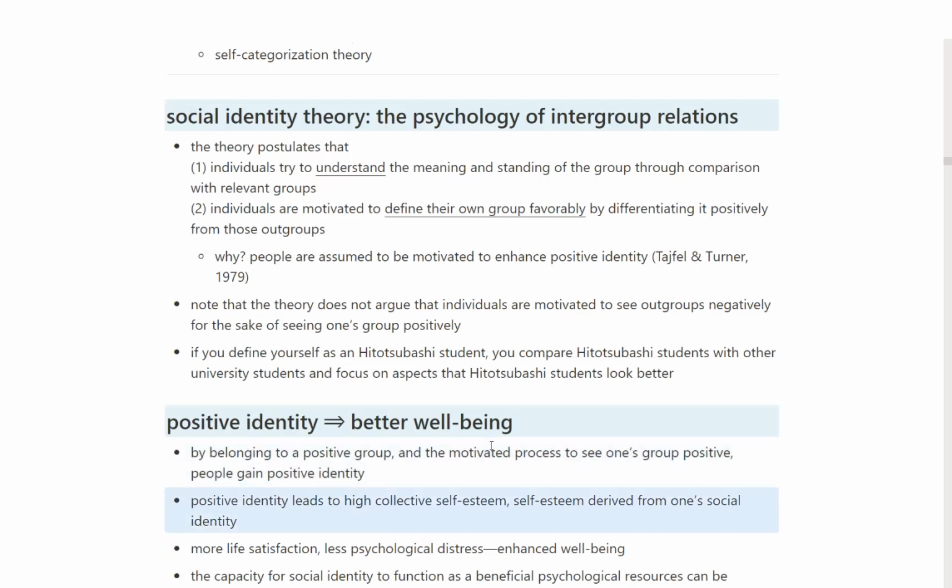As I said already, positive identity leads to high collective self-esteem that is derived from one's social identity. Collective self-esteem refers to the self-esteem, or feeling good about yourself, that comes from one's group. For example, when the Japan team wins a medal in an Olympic game, although you do not contribute to winning that game at all, you still feel good about yourself just because you share the Japanese identity with that player. This kind of feeling-good sentiment is called collective self-esteem.